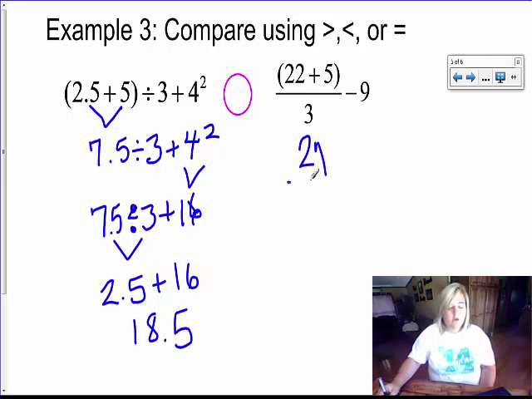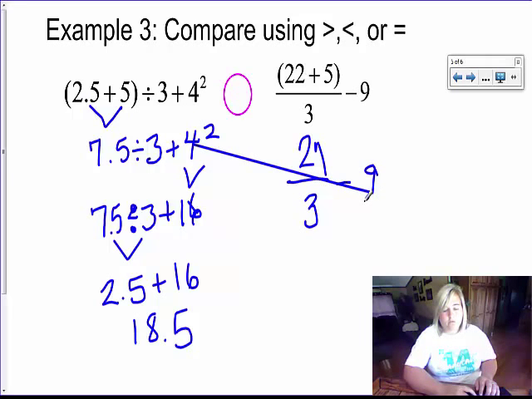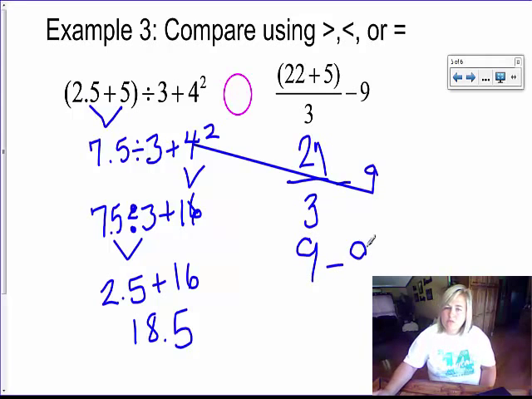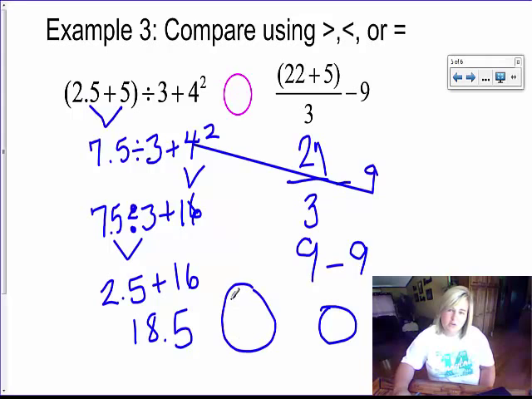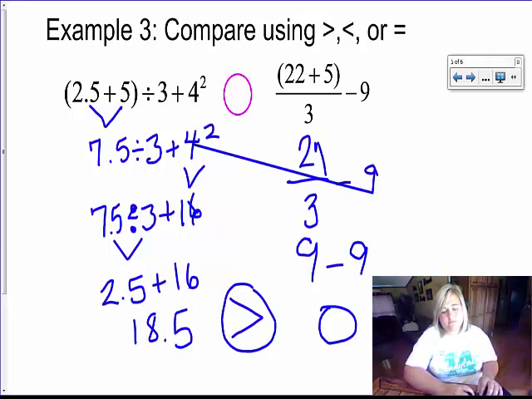Man, I need some more practice with my tablet here. Sorry about my poor handwriting. 27 divided by 3 minus 9. So 27 divided by 3 is going to give us 9. Minus 9 gives us 0, which means that when we compare these two things, the left side would then be greater than the right side. So I would say that 18.5 is greater than 0.